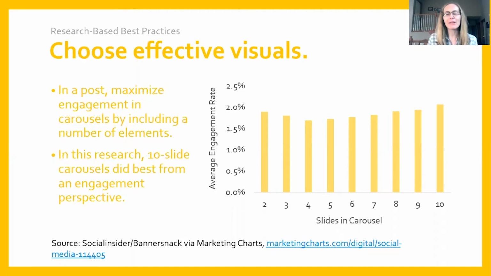And what the analysis found from Social Insider and Bannersnap was that you tended to maximize engagement if you had 8, 9, or 10 slides in a given carousel. So if you have 8, 9, or 10 pieces of high quality content that would correspond with one particular post, then I would consider including that many pieces of multimedia content in a given post to see whether you can also capture higher engagement for your Instagram content.